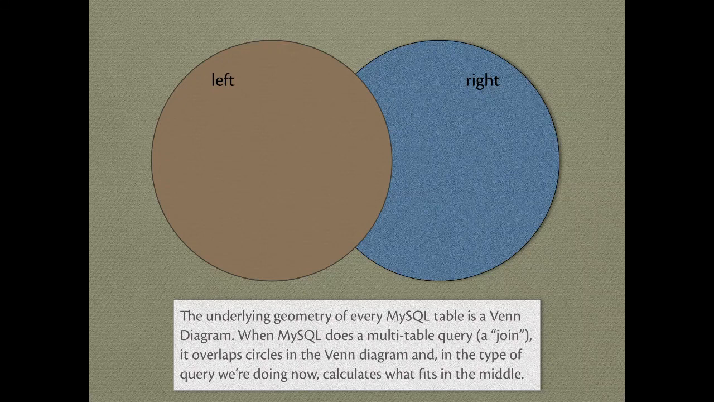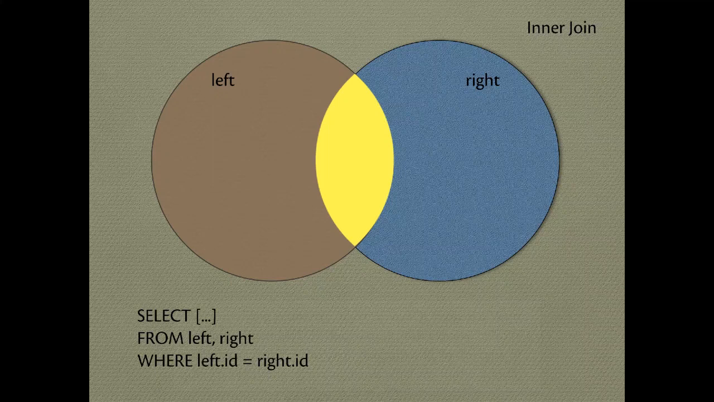MySQL thinks of every table as a set. And when we do a multiple table query or a join, what happens geometrically is that MySQL overlaps these two circles, or it could be 3 or 4 or 5, in the Venn diagram. And what we're actually looking for, believe it or not, is that middle football shape. That's what we've been doing this whole time, even though we didn't really know that we were working with sets.